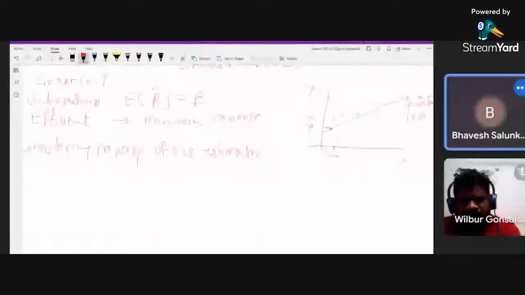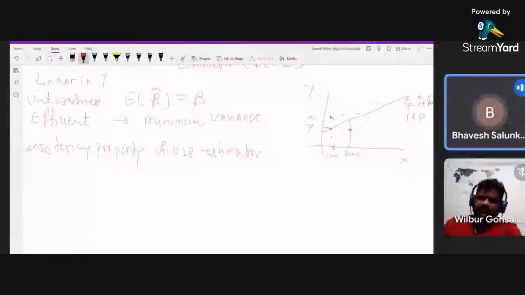It is on this line, but actual consumption expenditure may differ. It may be somewhere here. For a given level of income, say 2,000 rupees, your predicted value is somewhere here, but the actual value is somewhere here for that level of income. So your actual Y and your predicted Y may differ.